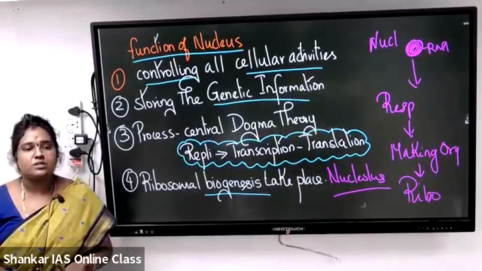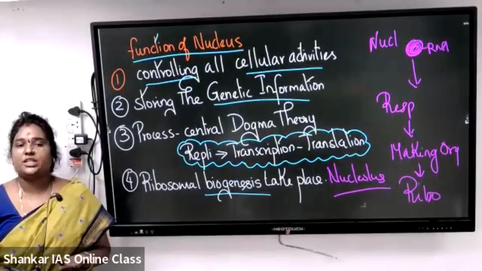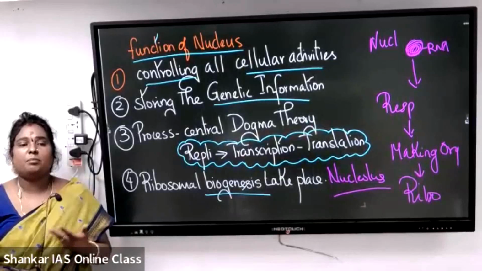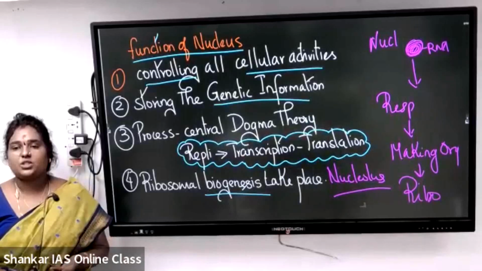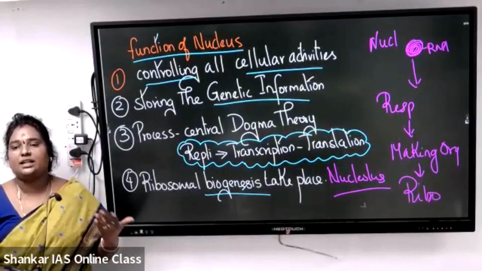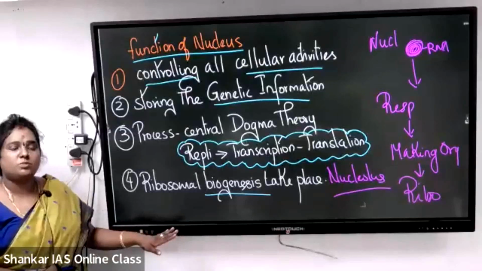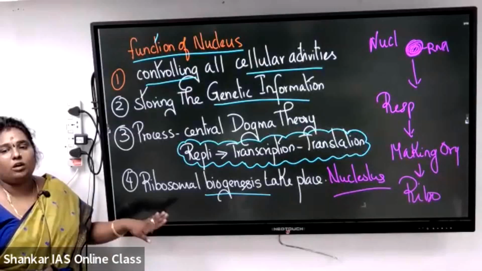They act as a control center. They are the storage units of genetic information. They are responsible for biochemical reactions like replication, transcription, and translation, and they are responsible for the production of an organelle called the ribosome.